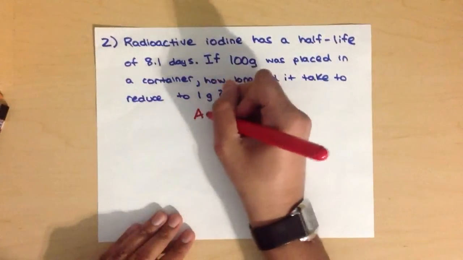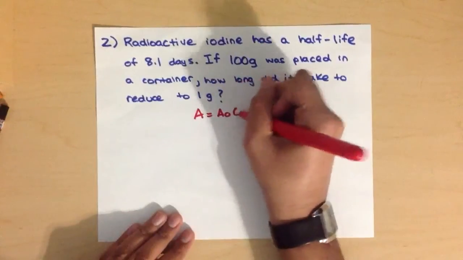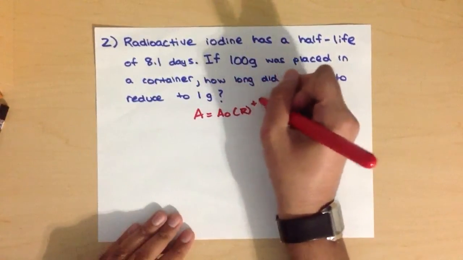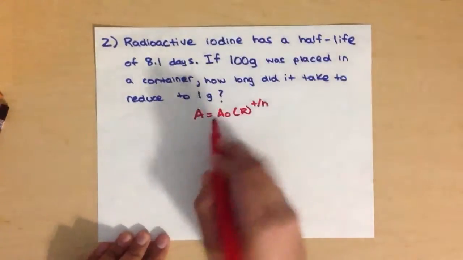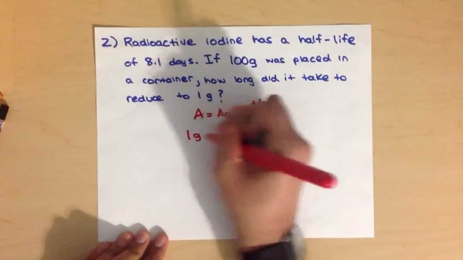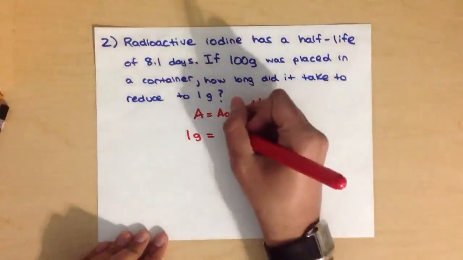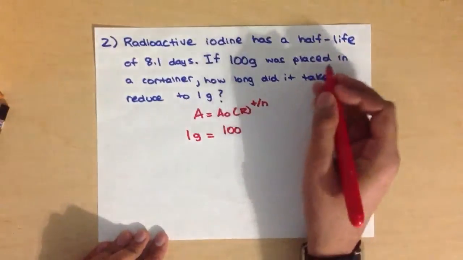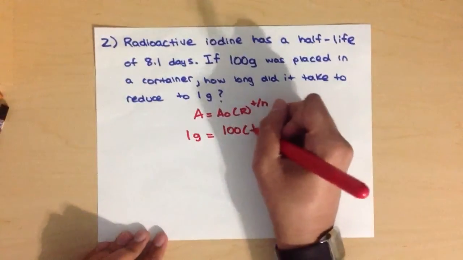A equals A0 times R to the T over N. What is our final concentration going to be? It's going to be 1 gram. What are we starting off with? We're starting off with 100 grams. What's our ratio? It's a half-life question, so the ratio is going to be half.